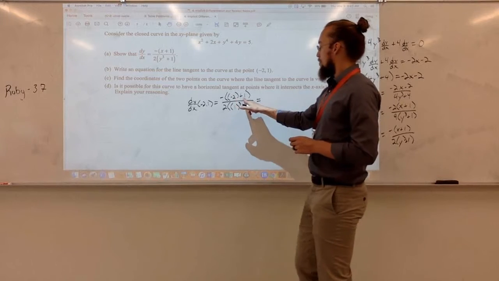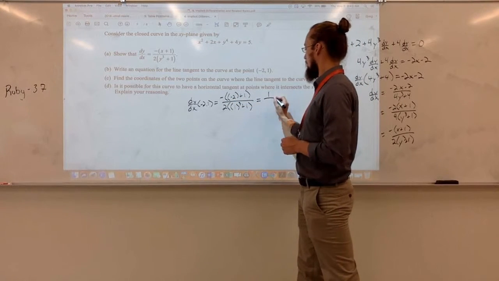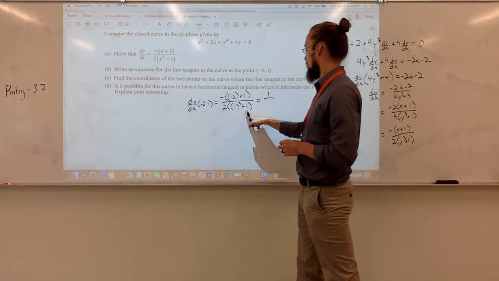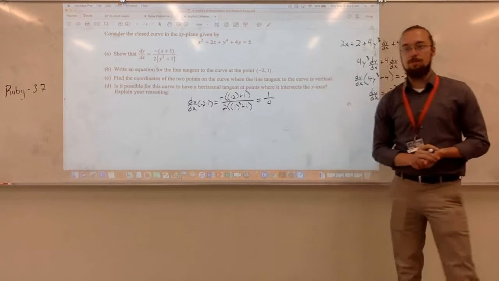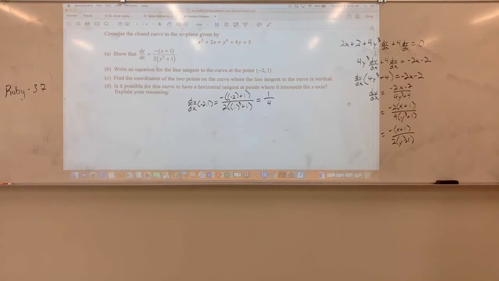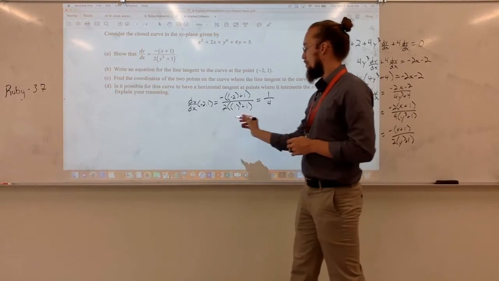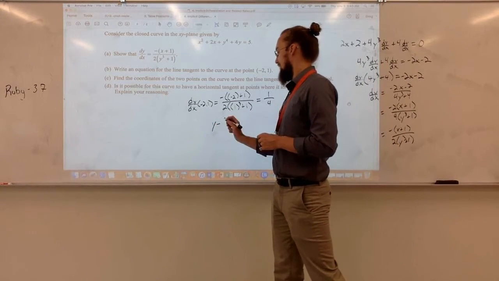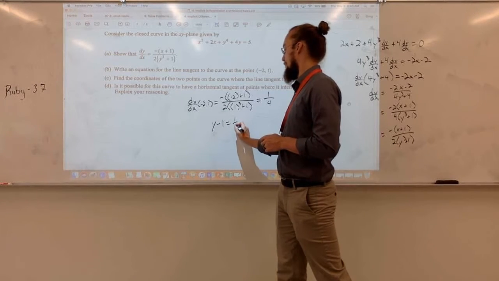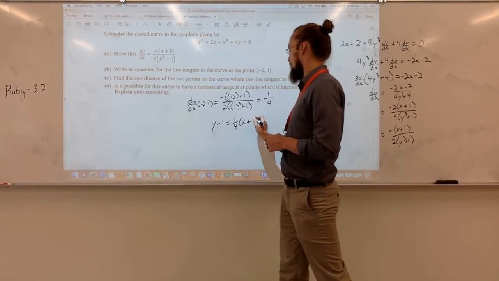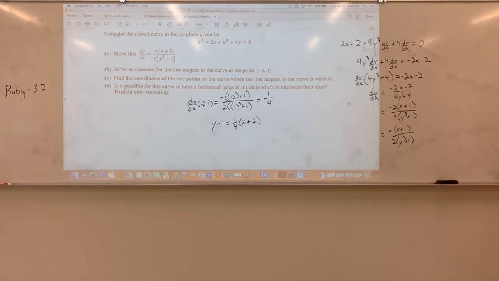So what do we get? Negative 2 plus 1 is negative 1, times a negative would be a positive 1, over 1 plus 1 is 2, times 2 is 4. So 1/4. So I've got a point of (-2, 1) and a slope of 1/4. My tangent line then is y minus y1 equals m times x minus x1. So that would be a plus 2 since it would be a double negative.